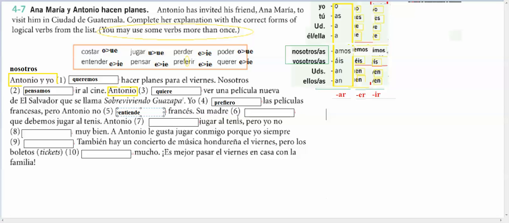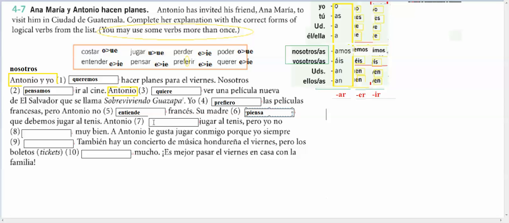Okay. Su madre que debemos jugar al tenis. So his mom maybe thinks that we should play tennis, which is pensar. So who thinks that we should play tennis, his mother or her? Again, she is outside the green box, so I am going to make my spelling change. I'm going to get rid of my ending. I'm going to change my E to an IE, and for she, I'm going to add an A.